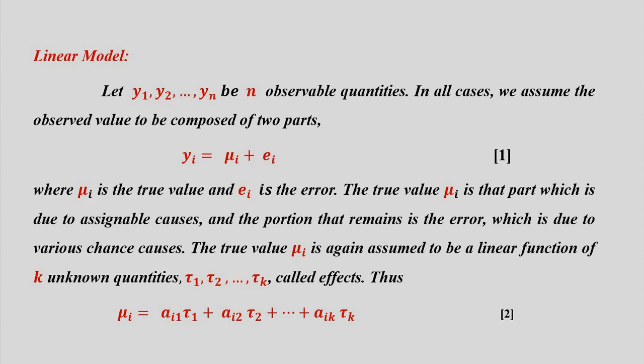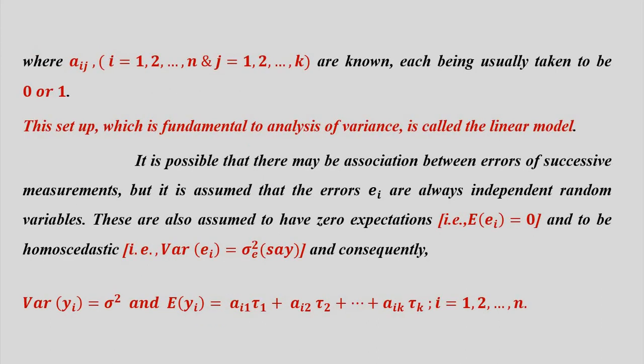The true value mu_i is again assumed to be a linear function of k unknown quantities, tau 1, tau 2, ..., tau k. They are called effects. Thus, mu_i is equal to ai1 tau 1 plus ai2 tau 2 plus ... plus aik tau k. They are linearly related, where i takes the values 1 to n and j takes the values 1 to k, the aij are known and usually taken to be 0 or 1. This setup, which is fundamental to analysis of variance, is called the linear model.